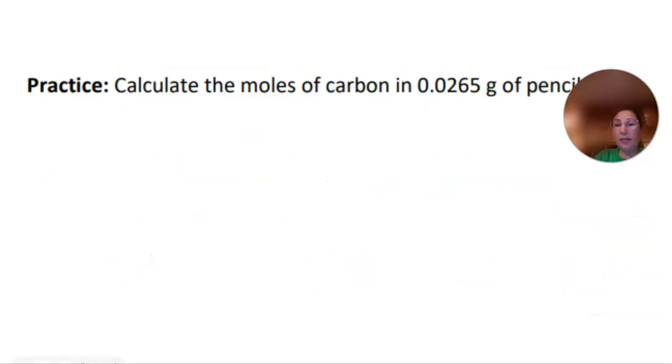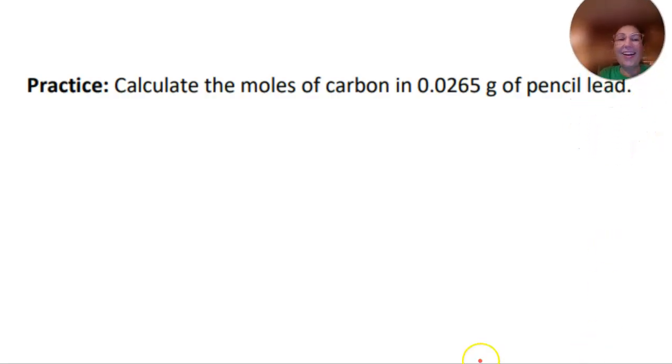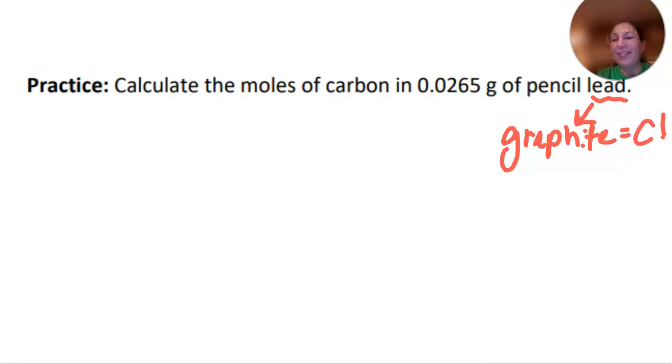Okay, let's try another example. We're going to calculate the moles of carbon in 0.0265 grams of pencil lead. Lead's not really lead, it's graphite or carbon, right? And so this wouldn't be the element lead. We are talking about modern graphite, and modern graphite is actually carbon.